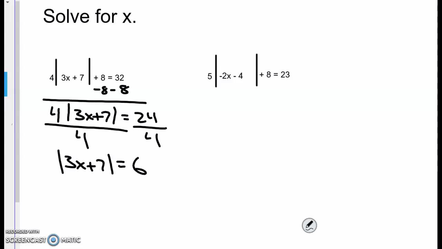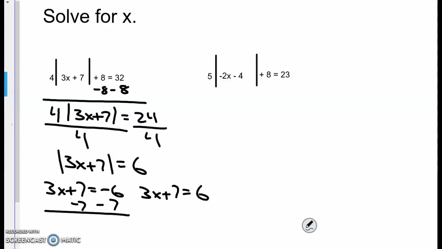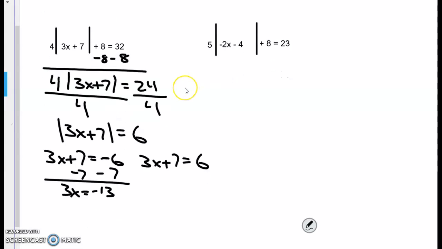Once I get the absolute value sign alone with an equal sign, it's 2 equations. Do not be lazy. It equals the number and its negative, and then we write down the equation like there was no absolute value there. But you have to do 2 equations because you're going to get 2 answers. That's what's going to happen every single time. Okay? I'm going to subtract 7 on both sides. 3x equals negative 13. And we divide by 3. My x is equal to negative 13 over 3.